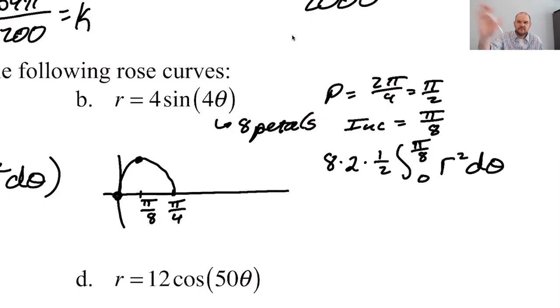Why am I so slow? Hello, I'm back. Okay. That little slowdown there was me not understanding that 2 times pi over 8 was pi over 4 instead of pi over 16.